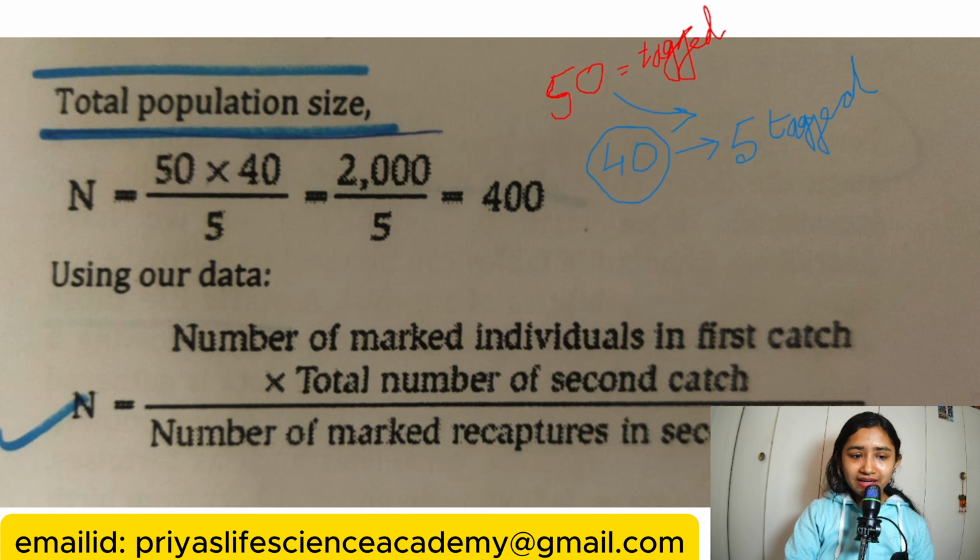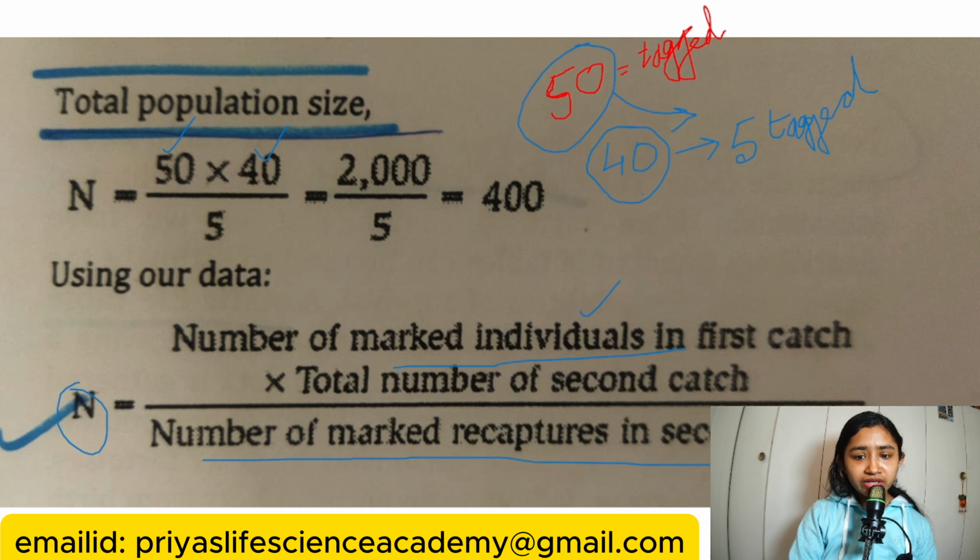So the formula is N equal to total population size, number of marked individuals in the first catch, which is 50, multiplied by total number of second catch. I told you the total number of second catch was 40, so multiplied by 40, divided by number of marked recaptured in the second catch. I told you you caught only 5 tagged fish among 40 in the second catch, so divided by 5. So you got the total population size, 400. So this is the way you can understand the population size. Okay, so this is the Mark-Recapture method.